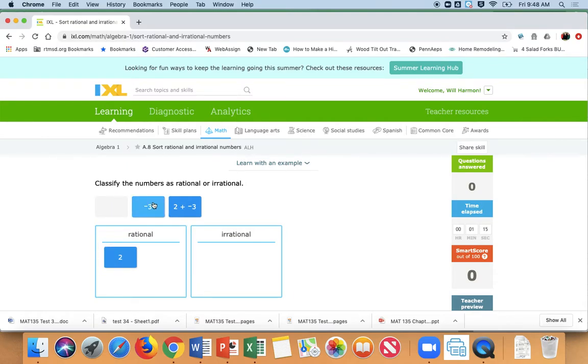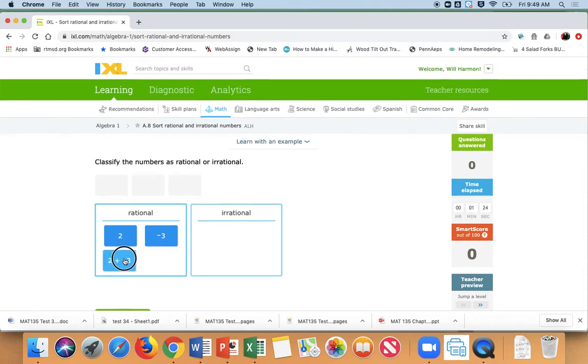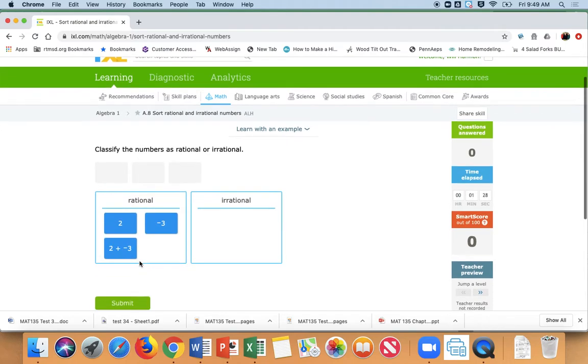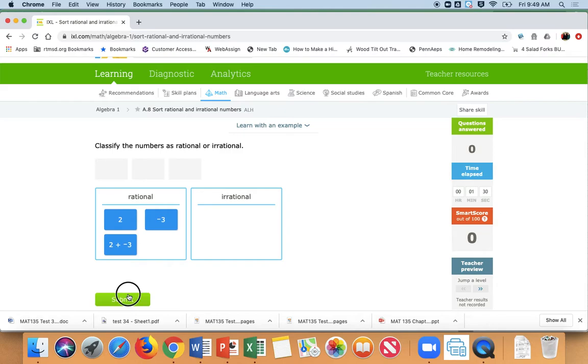Negative 3, I'm going to think about it the same way. I could write that as negative 6 over 2. And then here, 2 plus this negative 3, that is also going to be rational. And the reason for that is when you add two rationals, you get a rational. Okay?